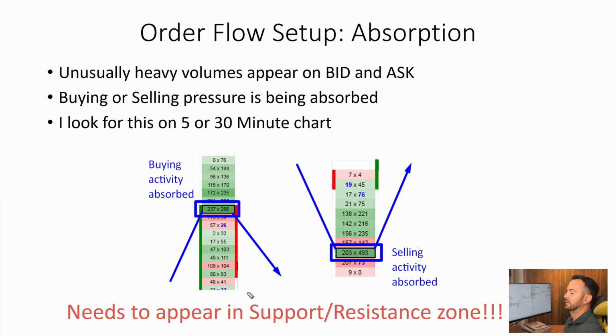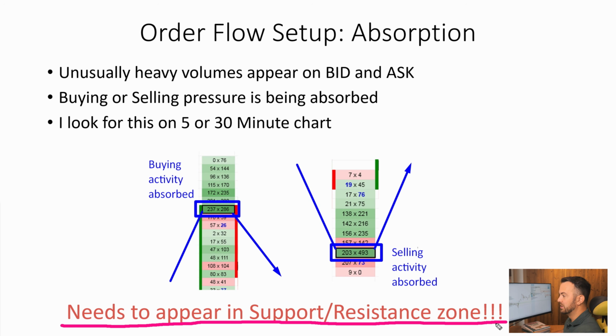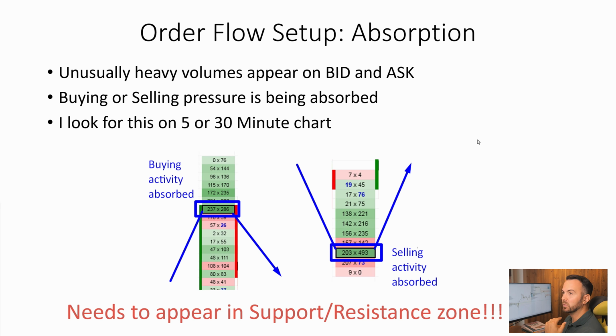Very, very important thing. This needs to appear in support or resistance zone, not just anywhere. So if you see heavy volume node like this at random place on the chart, it doesn't really mean anything, right? It's absorption only if it appears around strong support or resistance level. This resistance level could be, for example, based on volume profile, price action, VWAP or FIBO, or whatever you guys like to trade, but this needs to appear around strong support or resistance level, and it is a confirmation that the level is going to work.